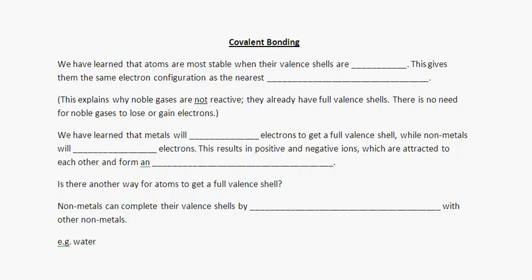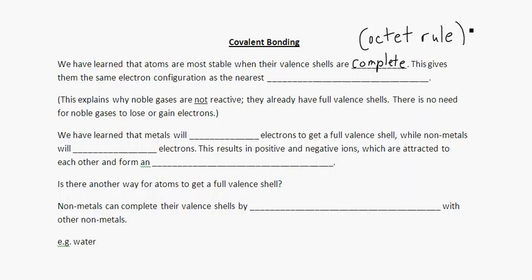In this video, we're going to look at covalent bonding, and we'll start with a review of ionic bonding, which you've learned about in grade 9 and grade 10. We've learned that atoms are most stable when their valence shells are full, or complete, which usually means 8 electrons. So another word for that is the Octet Rule. In most cases, 8 electrons will complete the valence shell.